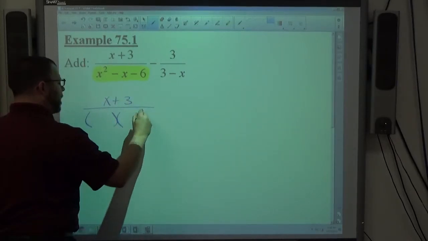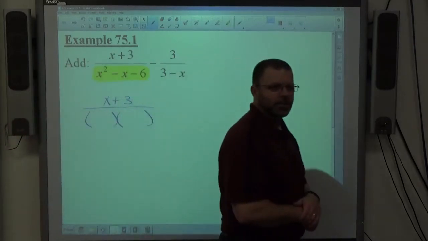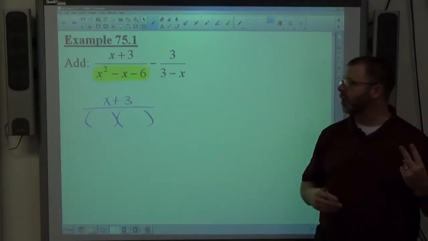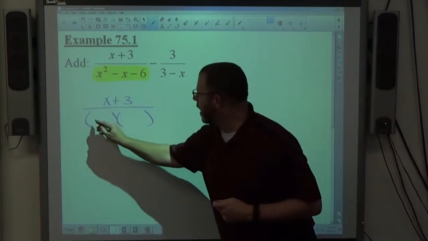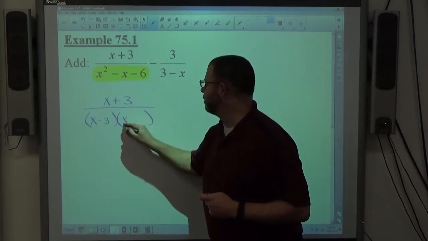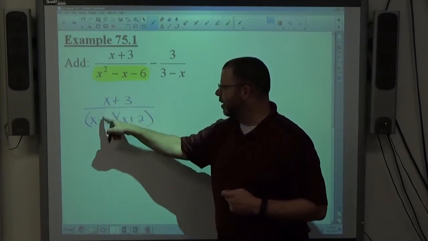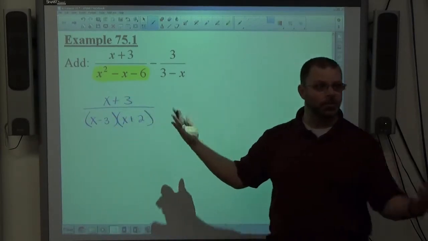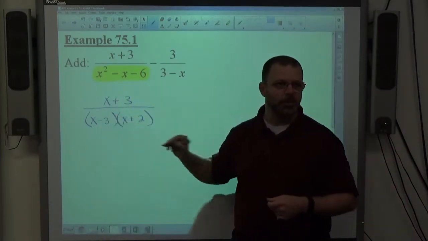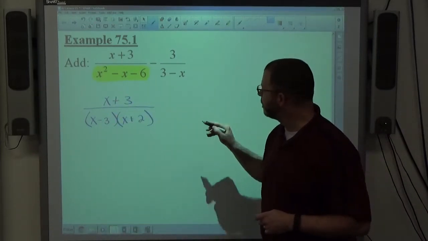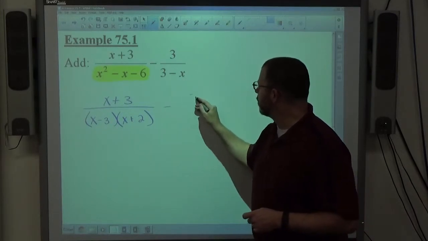So if I'm looking to factor x squared minus x minus 6, two numbers that multiply to make negative 6 and also add to make negative 1 would be negative 3 and positive 2. So x minus 3, x plus 2. There's a possibility of reduction also. If that happens, it's worth doing. But obviously, those aren't the same, right? x plus 3, x minus 3 aren't the same. So we can't reduce. And then I got minus 3 over 3 minus x.